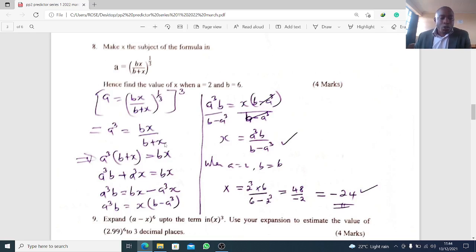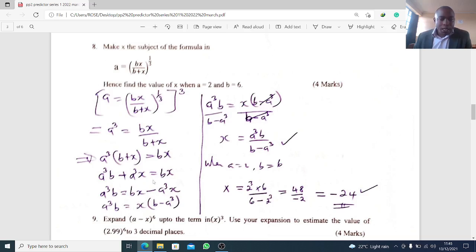From there we cross multiply, it will be a cubed into b plus x equals to bx. Then we open this bracket, it is a cubed b plus a cubed x equals to bx. Like terms, the terms with x together, so we shall be having a cubed b equals to bx minus a cubed x. Because we are interested in x, we factor out x here, it will be x into b minus a cubed.